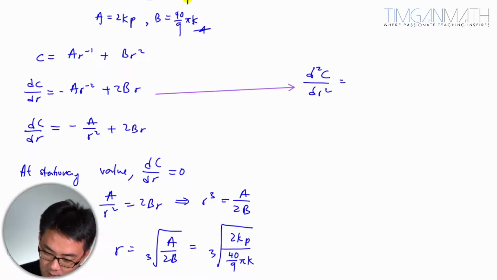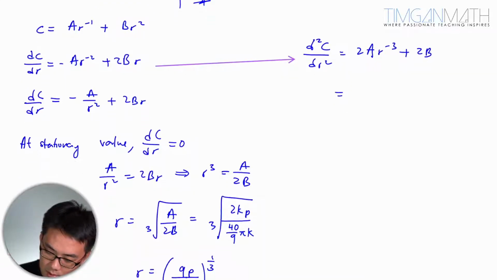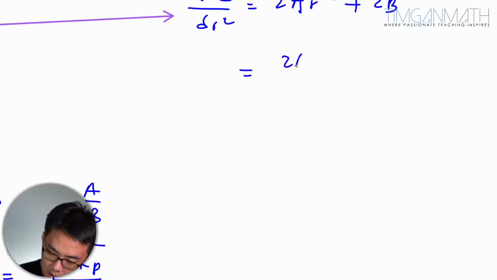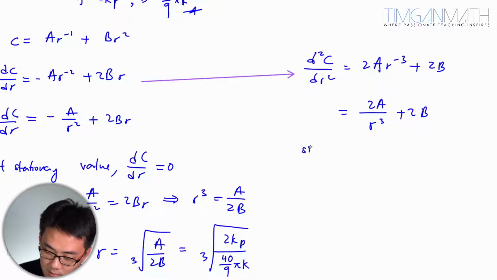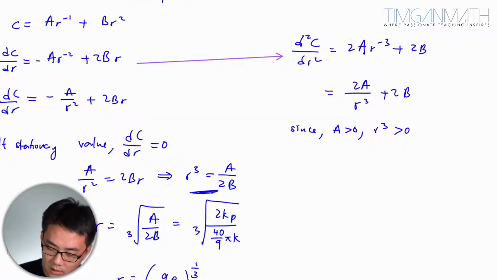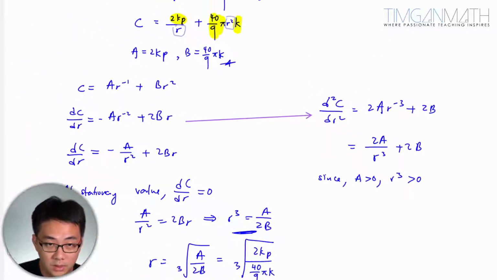Okay, this part here will be 2AR^-3 plus 2B. So this is 2A over R cubed plus 2B. Okay, so you see that everything is positive since A is positive, R cubed is also positive. R cubed is positive, right? Here is A and B, 2B are positive. These are all positive, right?